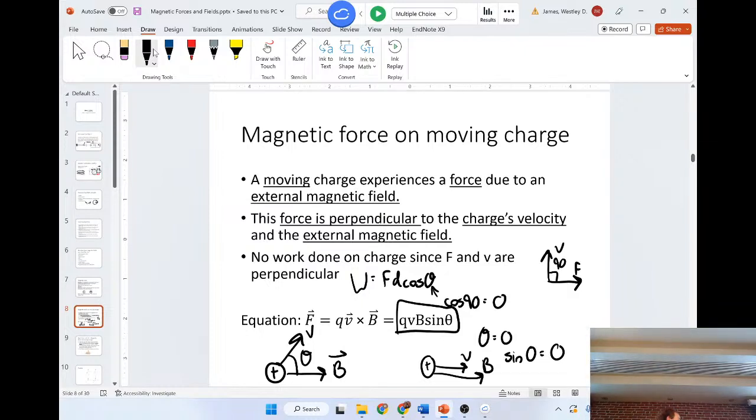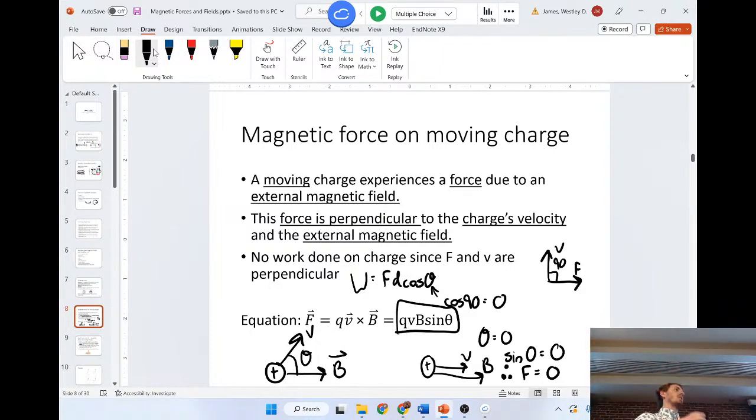We're going to see that in plenty more slides, but I wanted to show you all that now just because it lets you see how the equation works. When they are lined up, the angle is 0, and therefore the force is 0. Therefore, F equals 0 on this charge. The magnetic field will do absolutely nothing to it. Okay?